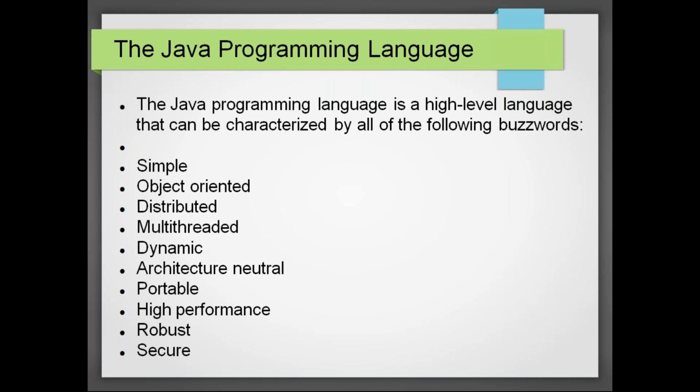Yes. So it can be distributed, it can be multi-threaded, it can be dynamic. Dynamic in the sense it will be allocating memory based on the requirement of the user. It is also going to be dynamic, it will be changed. So architecture neutral. What is the expression for architecture neutral? So this is the reason.